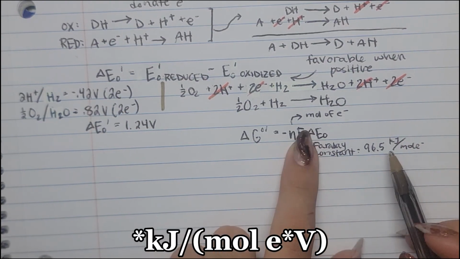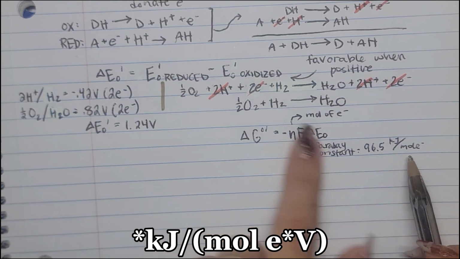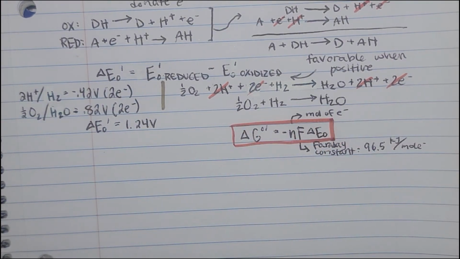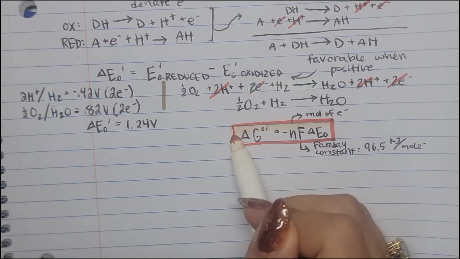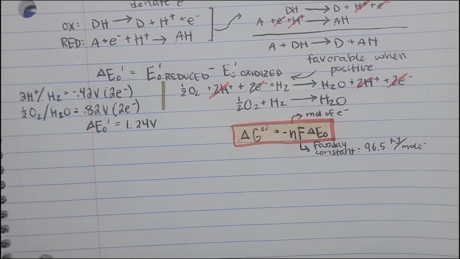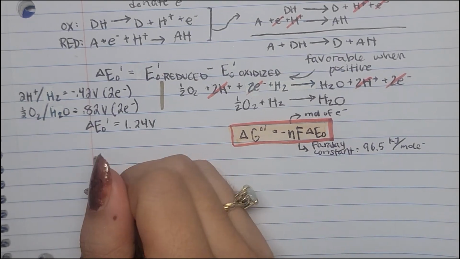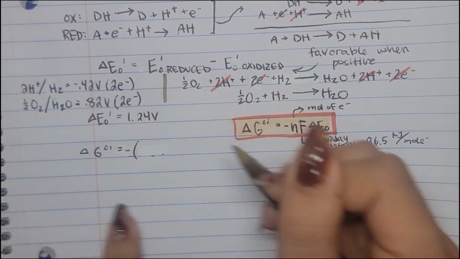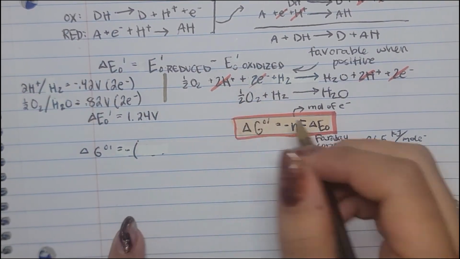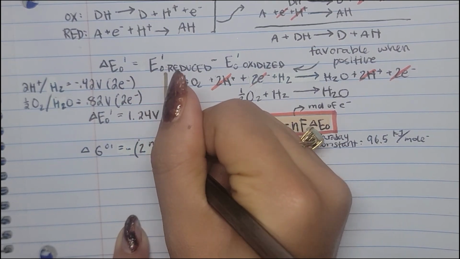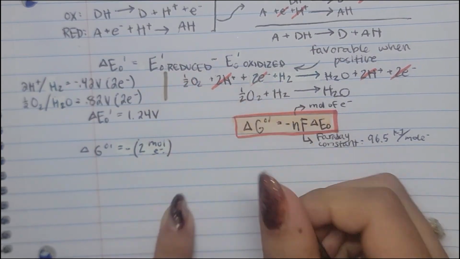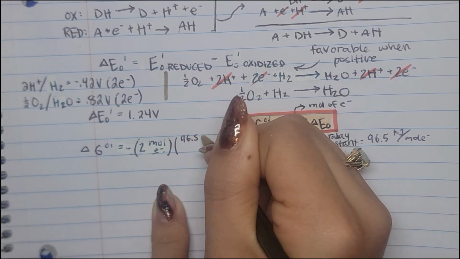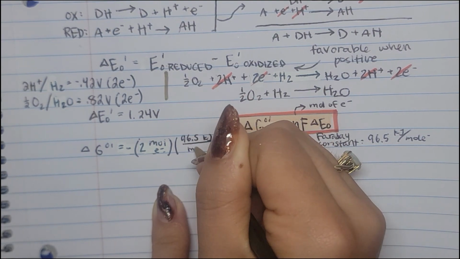This is why we need to have N, because it's over moles of electrons, so we need to multiply by moles of electrons. This is a pretty important equation. Let's give it a shot. Let's see how we would use it on this formation of water. So delta G naught prime is equal to negative, and then the moles of electrons. From that we have 2. So we have 2 mole E times the Faraday constant, which is 96.5 kilojoules per mole E.